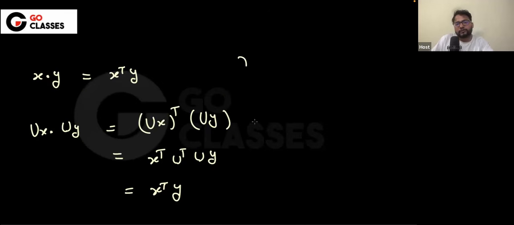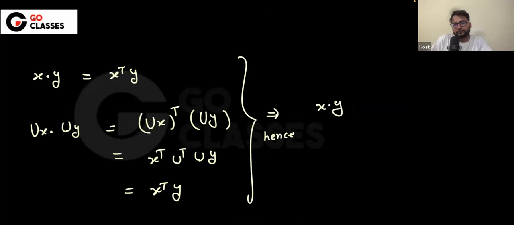So hence the dot products are the same, ux dot uy. Now let's apply the second definition of the dot product using the angle. The proof has two parts. One is to prove that dot products are the same, which we have just proved. Now we are in the second part of the proof, where I want to show that the angles are also the same, which is also easy to prove.